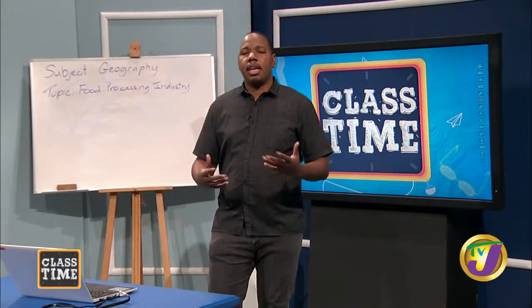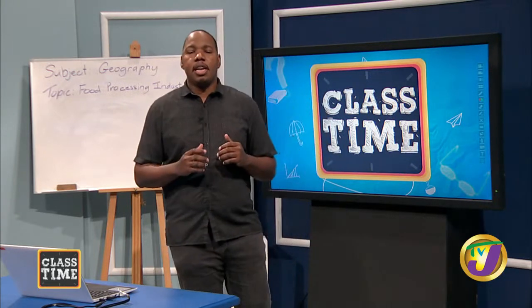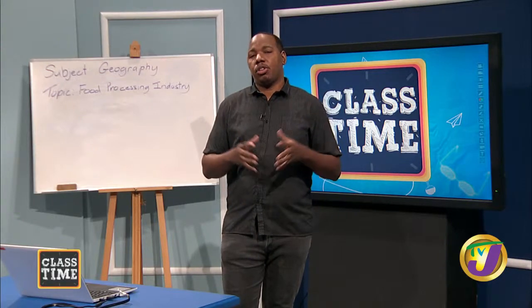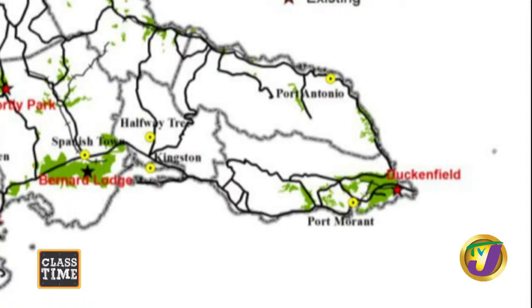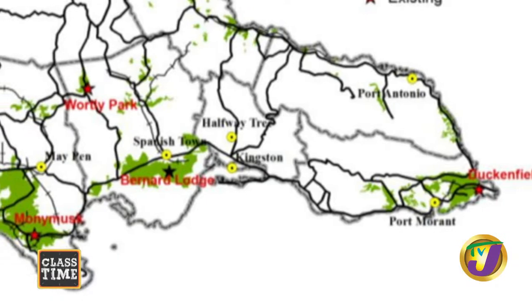So, in my next slide, you will see a map of Jamaica showing the distribution of sugar plantations across the island. Now, I'm realizing that on the screen it's not very easy to spot some of the factories. But the factories are indicated by the red stars and the black stars, right?